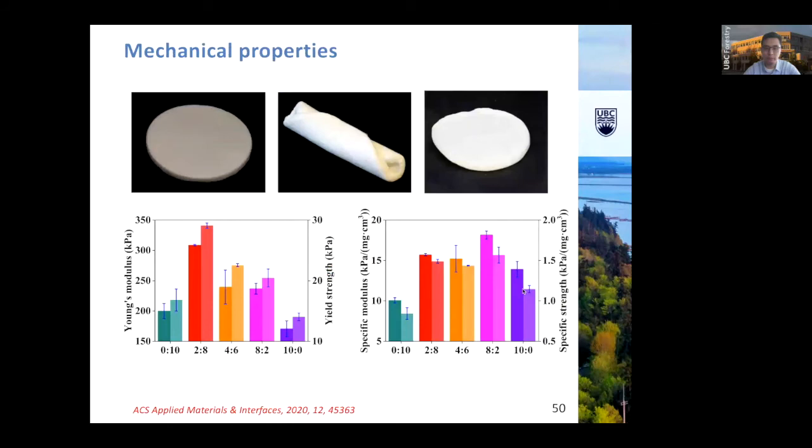So the material is still flexible. As you can see, it can roll, and the mechanical properties increase as we increase the emulsion concentration, and then it decreases because there's not much interaction. But if you look at the specific modulus, it always increases up to 80% of the emulsion.